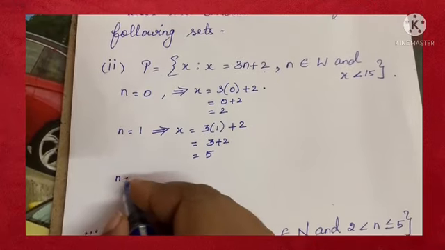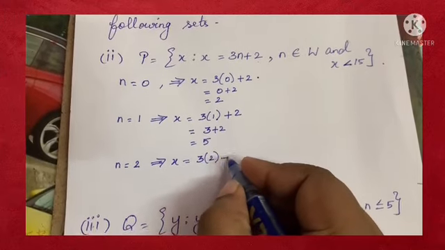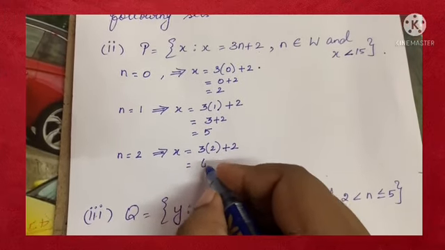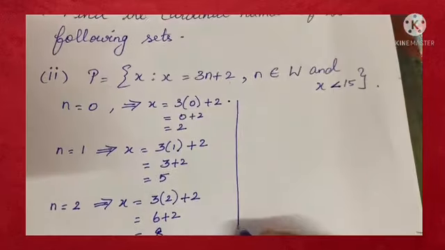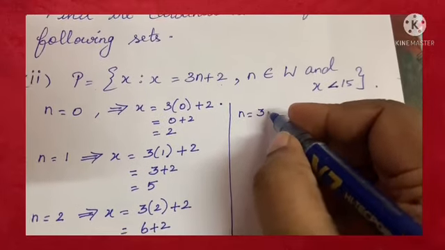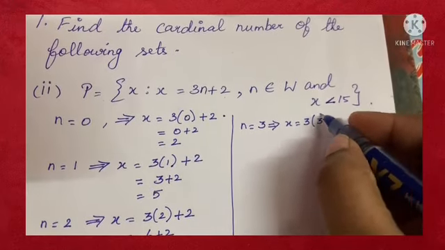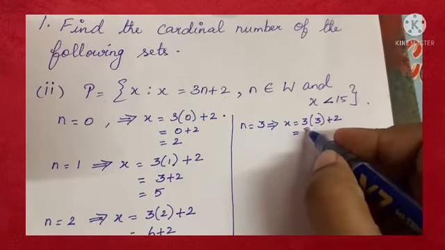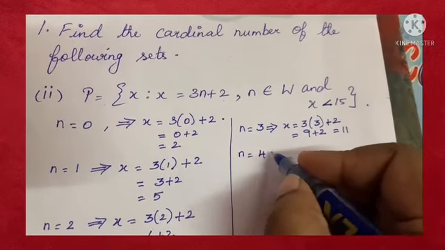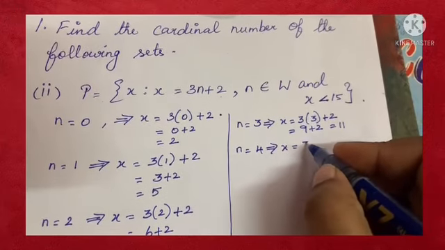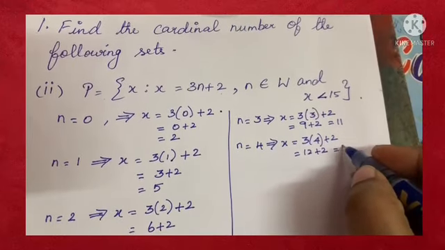And next number is 2. Very good. So X is 3 into 2 plus 2, 6 plus 2, which is 8. Same way I have to try for n is equal to 3. So that gives X equal to 3 into 3 plus 2, which is 9 plus 2, 11. n equal to 4: X equal to 3 into 4 plus 2, which is 12 plus 2 equal to 14.